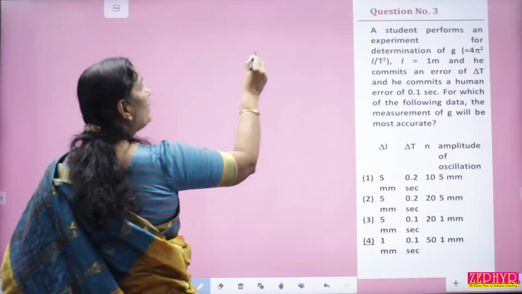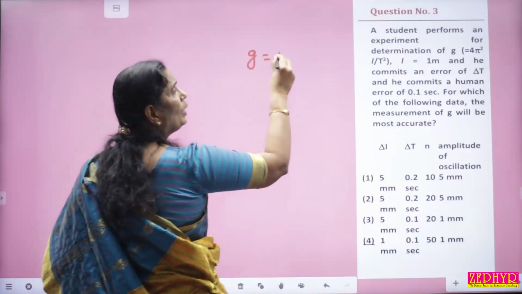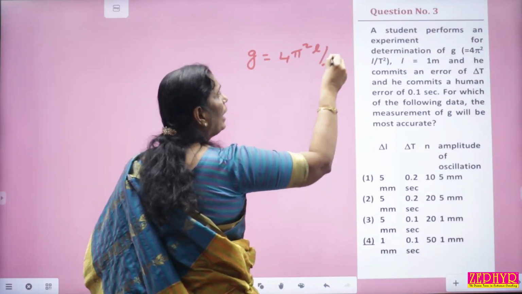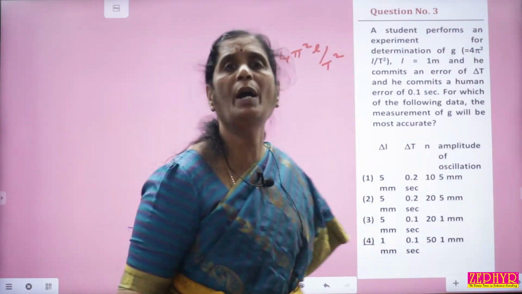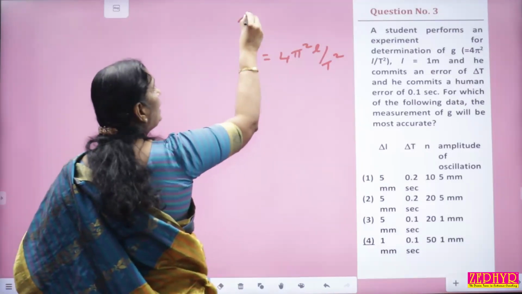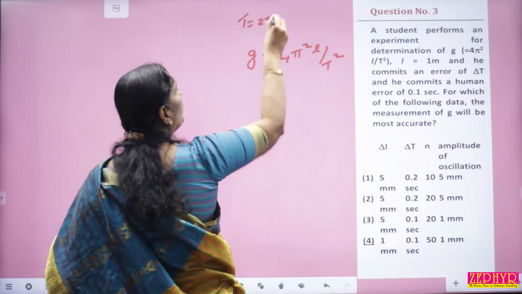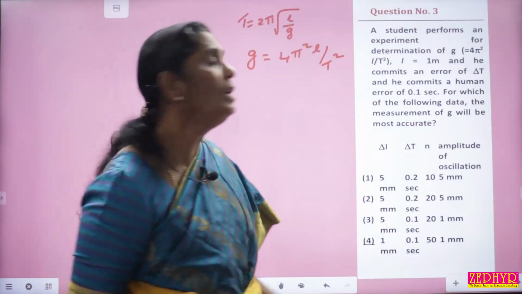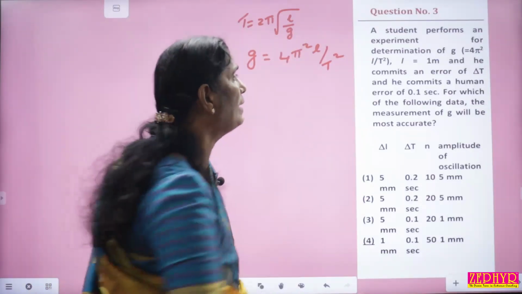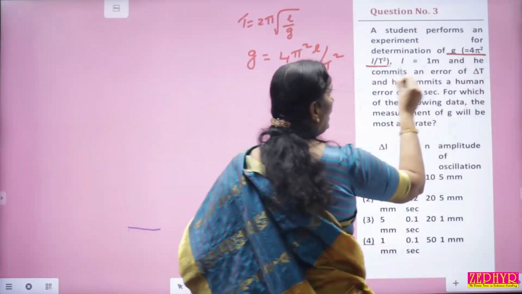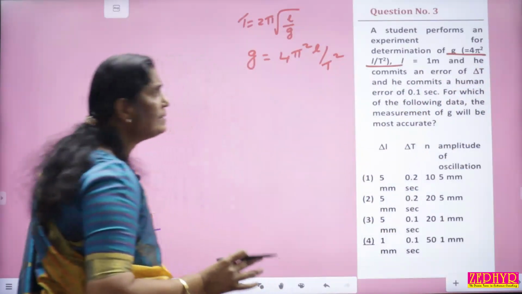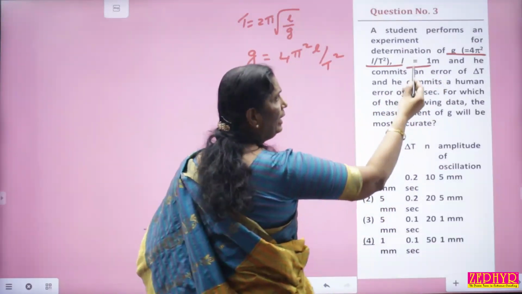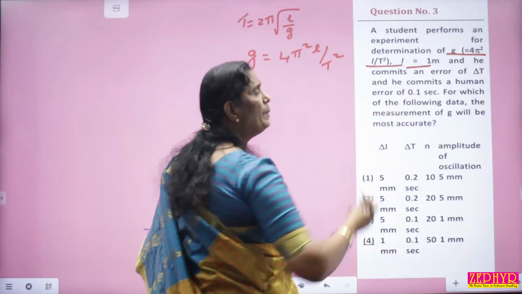Then the formula will be g equal to 4 pi square L by T square. This is the original formula. We know that T is equal to 2 pi root of L by g, and then we square it, so g is equal to 4 pi square L by T square. That's what is given. They have given the value of L. L is fixed. And he committed an error.